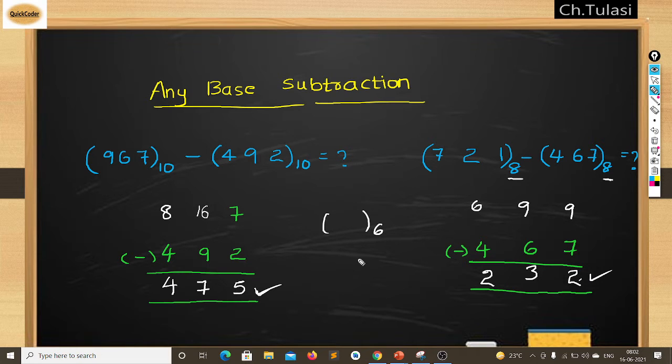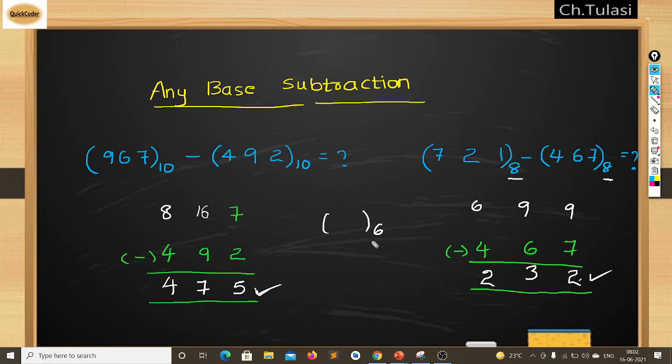Even though I gave some basic numbers, what you have to do is this: if you are subtracting a bigger number from a smaller number, you take the borrow from the left side, add it to that smaller number, then subtract the other number from that. Like this, you can do any-base subtraction in the same manner.